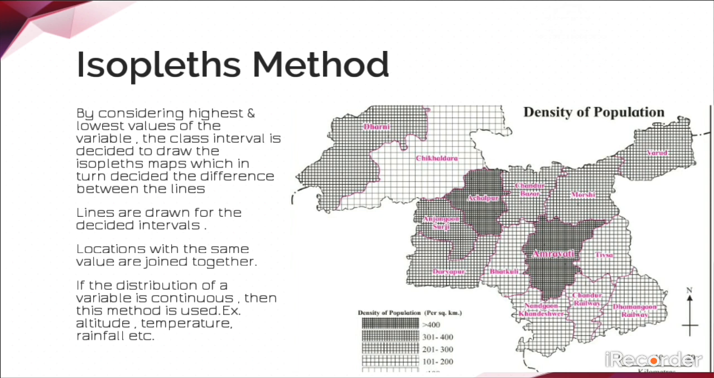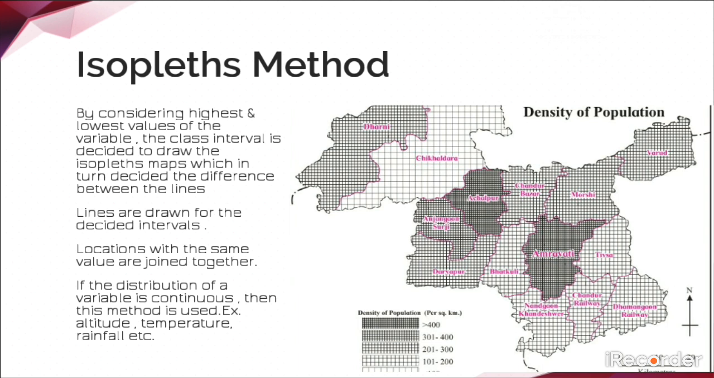Now pay attention to this map. It is visible on page number 3, figure 1.2. Isopleth map. When the geographical distribution of a variable is continuous, there is no gap, the isopleth method is then used to show its distribution. For example, altitude, temperature, rainfall, these are the continuous things for which we require to scale these things in that manner.